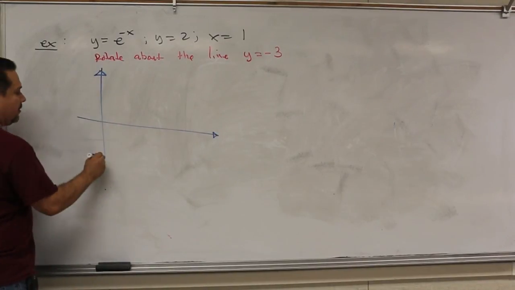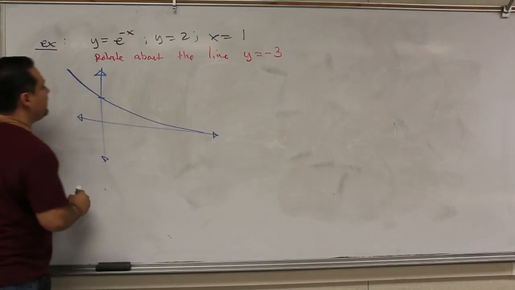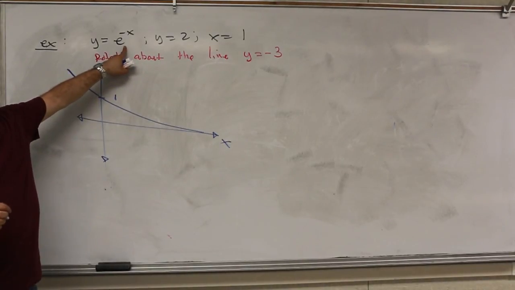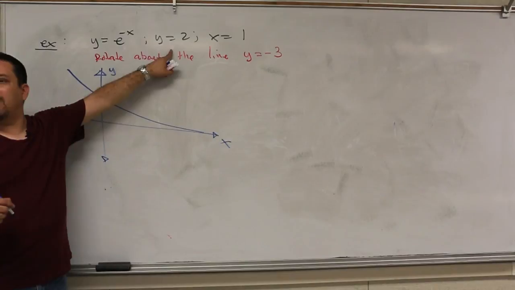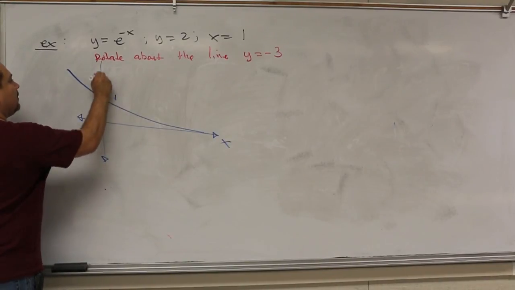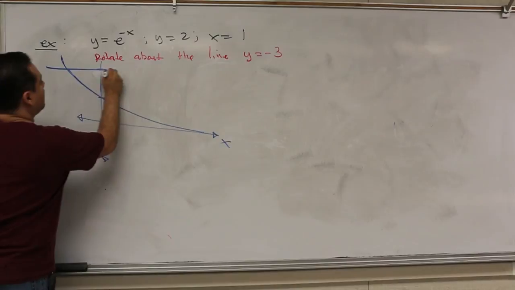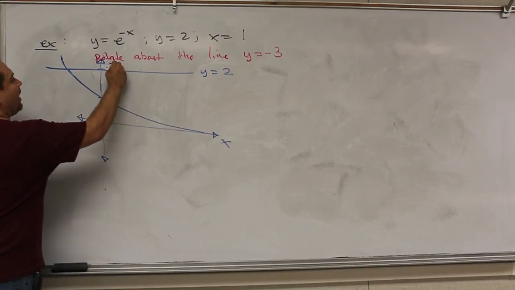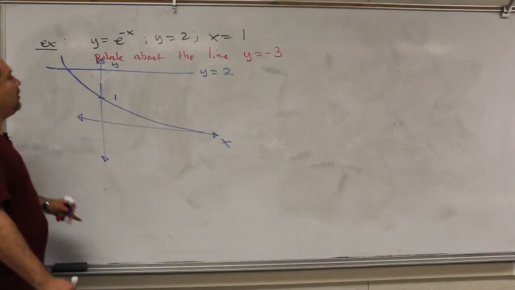So let's find the bounded region here. If we say y is e to the minus x, again, we know that goes through this point. This is where 1 is, y-axis. This is x, never crosses the x-axis. This is your exponential function, represents decay. This says y is what value? 2. What kind of line is y is 2? It's a horizontal line. Is this the line y is 2? Okay, your y-axis, your x-axis, y is 2 is a horizontal line. What about x is 1? It's vertical.